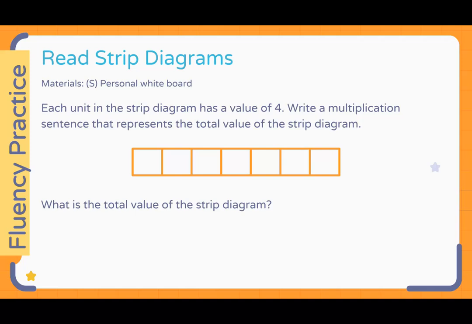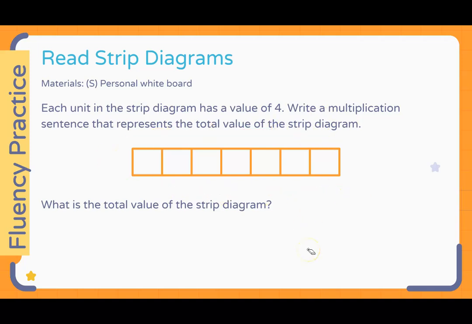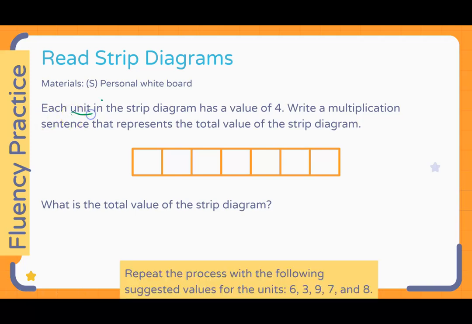I want you to copy this in your journal. It says each unit in the strip diagram has a value of 4. Write a multiplication sentence that represents the total value of the strip diagram. What is the total value of the strip diagram? So we know each unit has a value of 4.